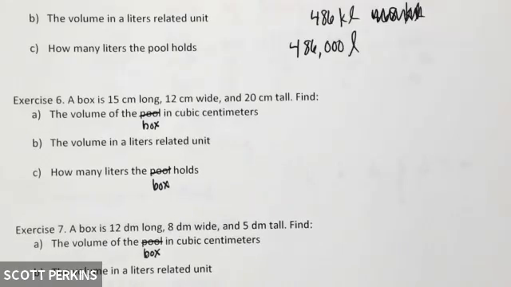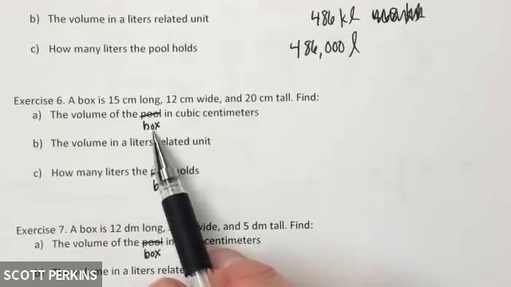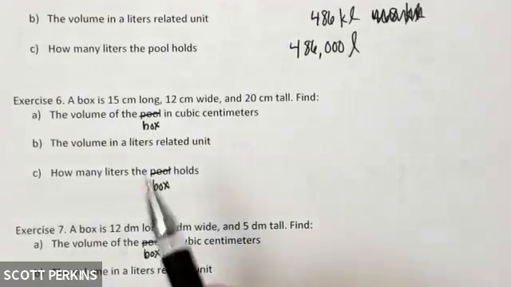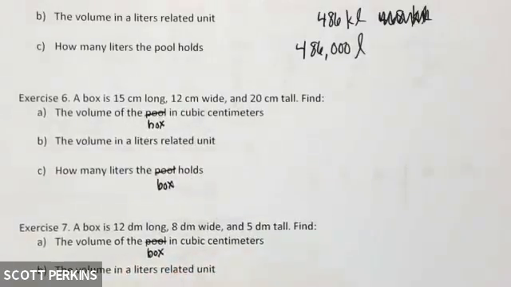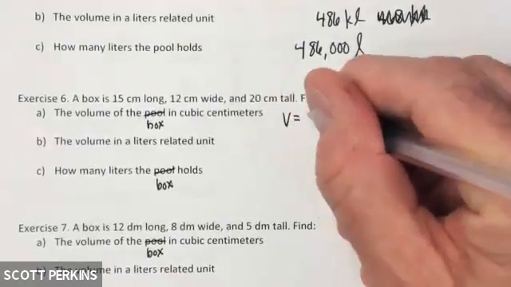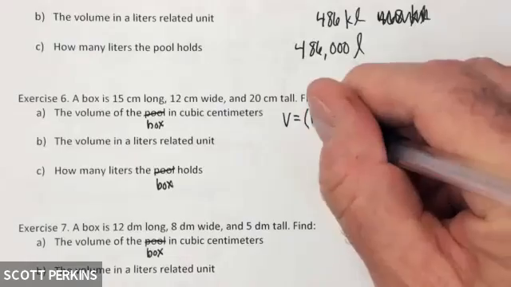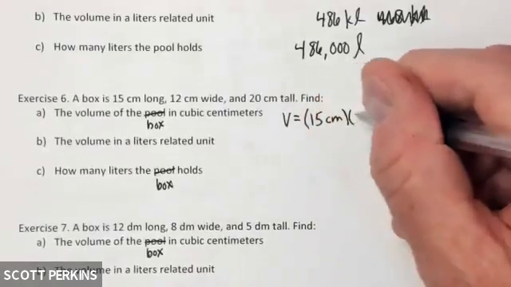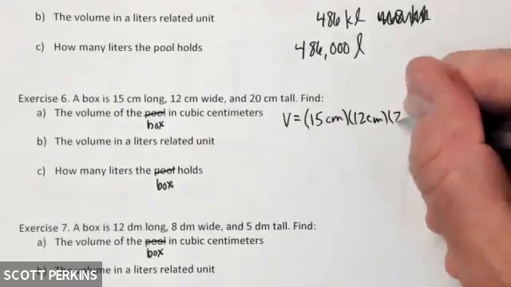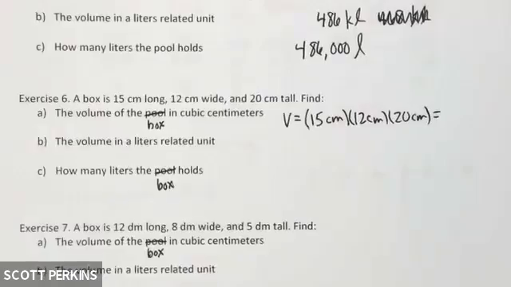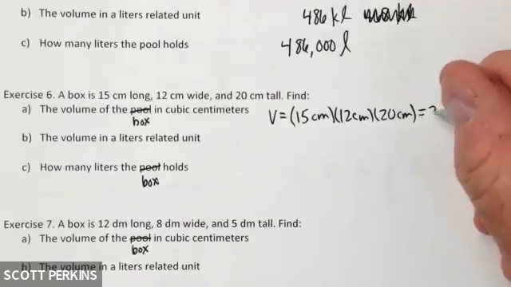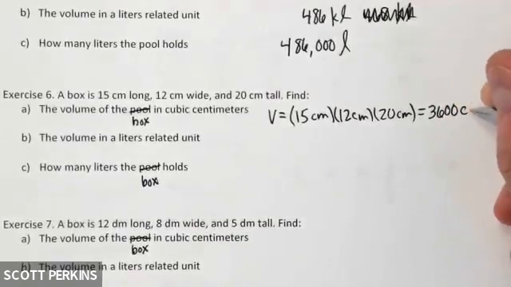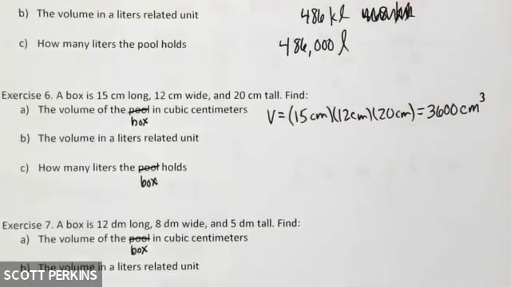All right, so the volume of the box, I just cut and pasted and forgot to change the word. So we've got our box, it's 15 centimeters long, 12 centimeters wide, it's 20 centimeters tall. So the volume is just the length times the width times the height. So 15 times 12 times 20. And what do we get in our calculators when we multiply those things together? 3,600? Thank you. So that's 3,600 cubic centimeters. I'm just going to write that centimeters with a little exponent of 3.